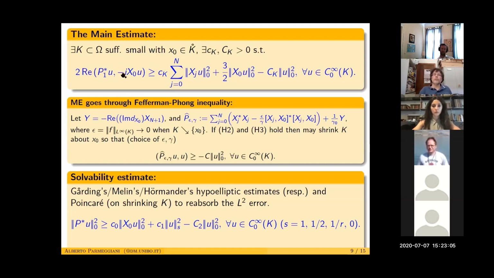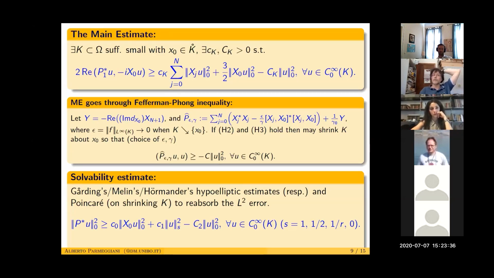So how to get this estimate? Well, one takes this estimate by commuting x naught over here, and then in the end, things boil down to a Fefferman-Phong inequality. So the operator whose L2 quadratic form we have to control is of this kind here. You see, here is the sum of the squares. We have this kind of correction of the commutators, and then this contribution, which is the real part of the divergence of x naught times the x_{n+1} vector.